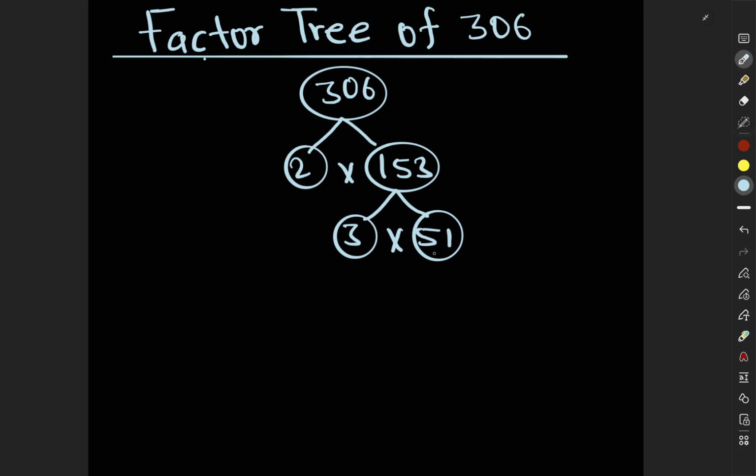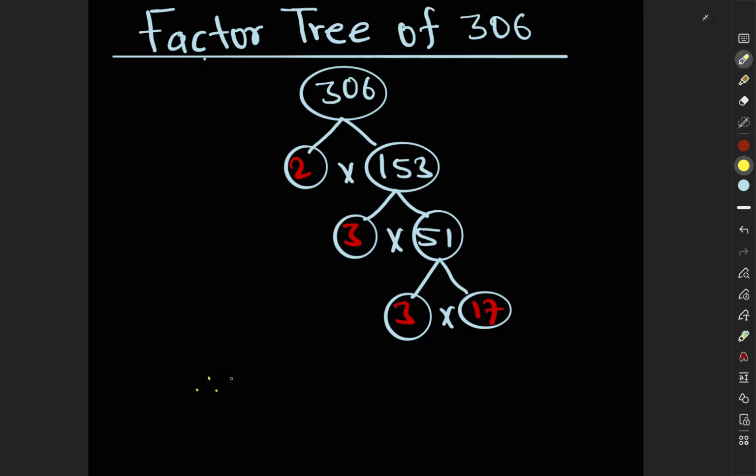153. Now 51, it can be written as 3 times 17. 3 times 17 means 51. So now we select our prime numbers in all these numbers. So prime numbers are 2, 3, 3 and 17.